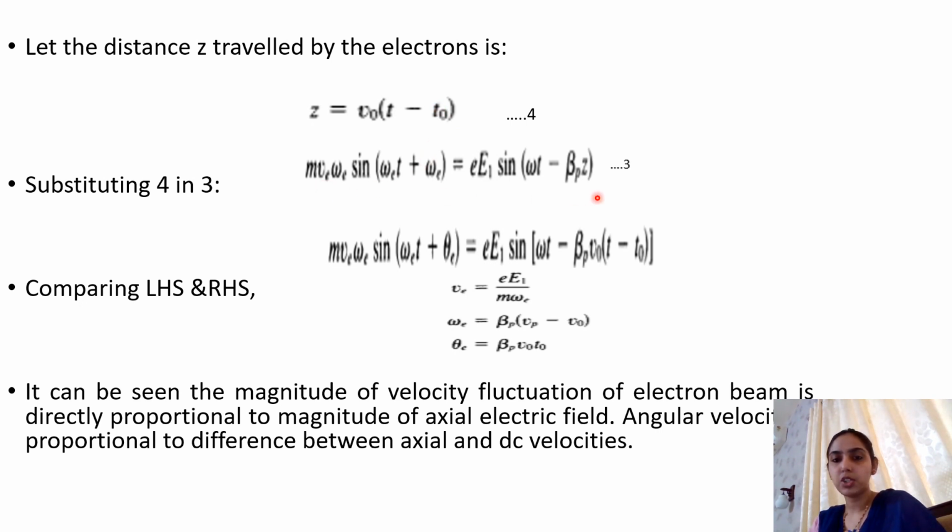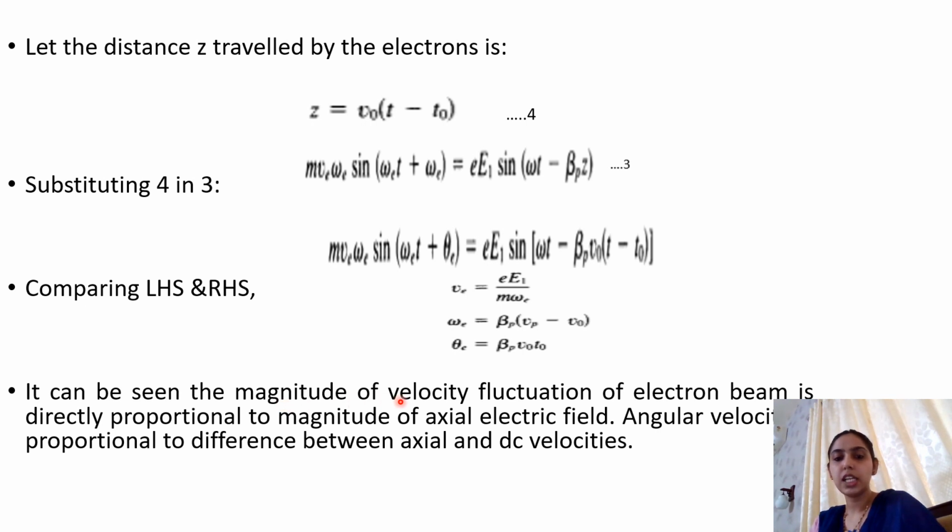So in the third equation, instead of z, we could write velocity into time. That is, substituting 4 in 3, we get the expression as such. Instead of z, I have replaced it with v0(t − t0). So comparing the LHS and RHS, we could write the expressions for Ve, ωe and θe as such. That is the velocity fluctuation of the electron Ve, the angular frequency fluctuation of the electron ωe, and the phase fluctuation of the electron θe as such. So by comparing LHS and RHS, we got the expressions as such, and from this we can draw an inference.